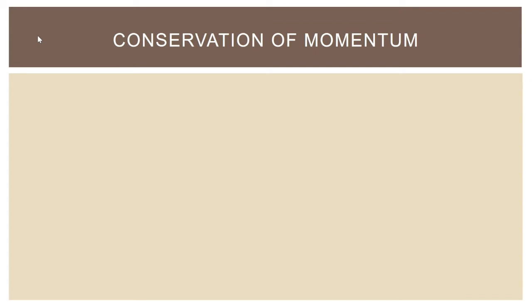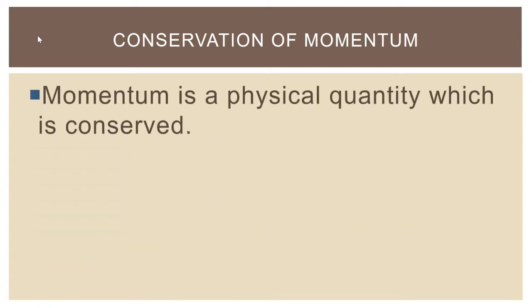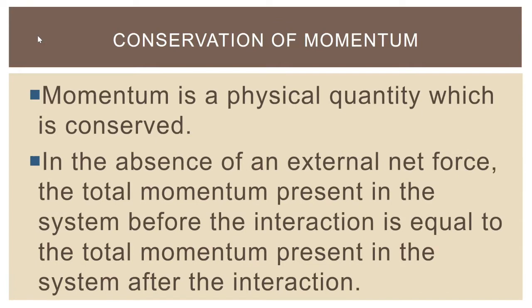But the most important thing about momentum is that momentum is a physical quantity which is conserved. And as we said yesterday, the most concise way to state the law of conservation of momentum is in the absence of an external force, the total momentum present in the system before the interaction. Now, the interaction here is mostly just going to be one object exerting a force on another object. The total momentum present in the system before the interaction is equal to the total momentum present in the system after the interaction. That's the key idea here.